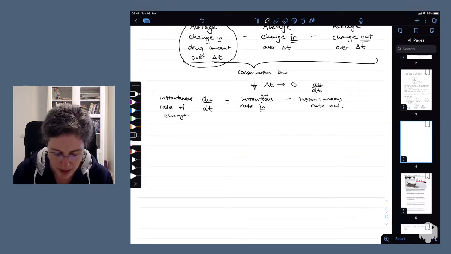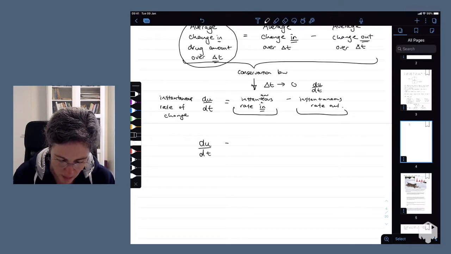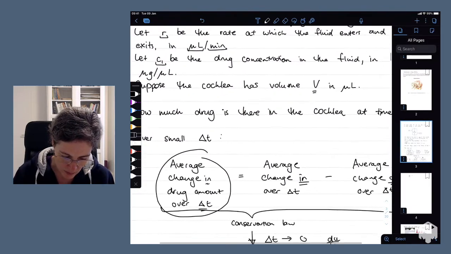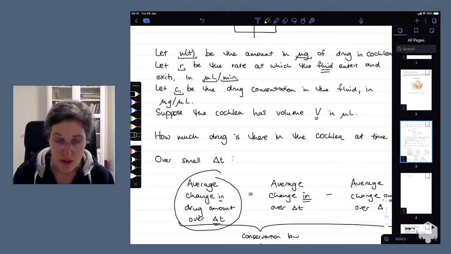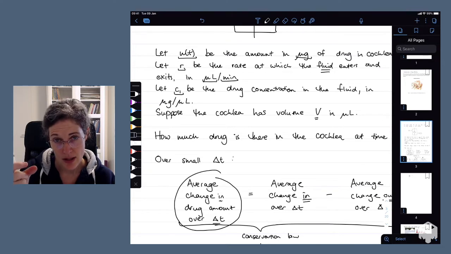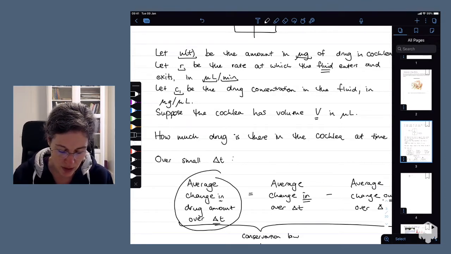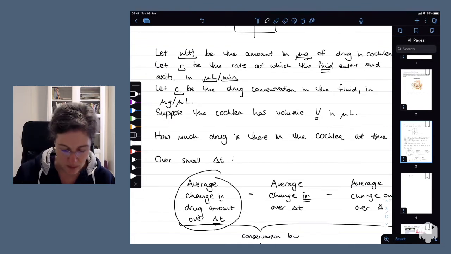So now we need to find formulae for our instantaneous rate in and our instantaneous rate out. So we've got du by dt. Well, what's our instantaneous rate in? If we think about that, we know that R is the rate at which the fluid enters. What we're interested in is the instantaneous rate that the drug enters. So we need to think about how much of the drug is entering with a rate of R. And we know that our drug concentration is C1 in the fluid as it's entering. So if we multiply those two together, that will give us the instantaneous rate of change of the drug.